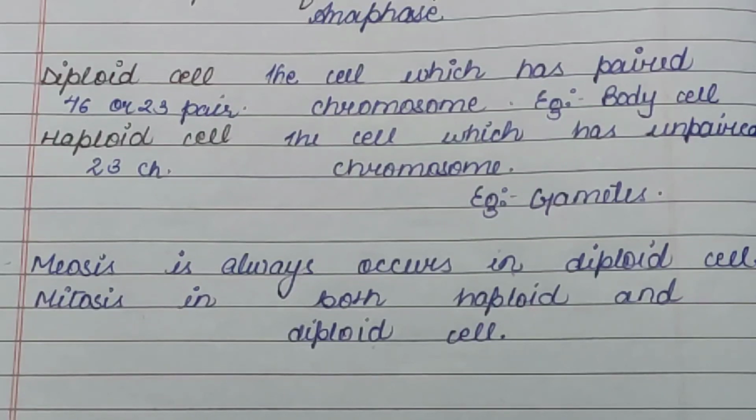Whereas meiosis is a reductional division. That's why it only occurs in a diploid cell, because meiosis forms daughter cells having half the number of chromosomes. So that's all.